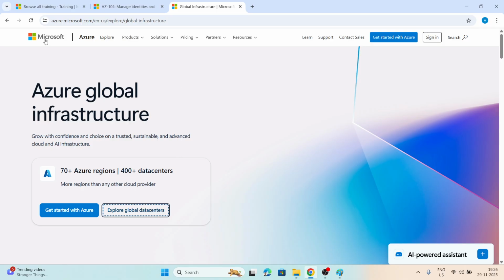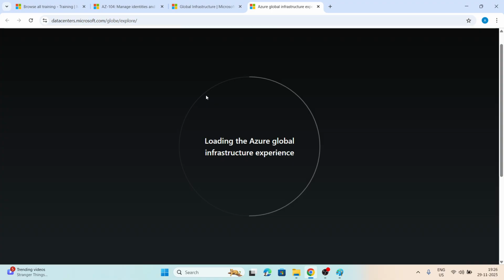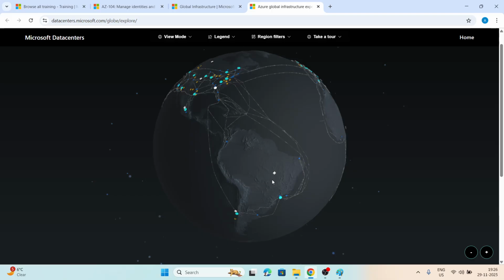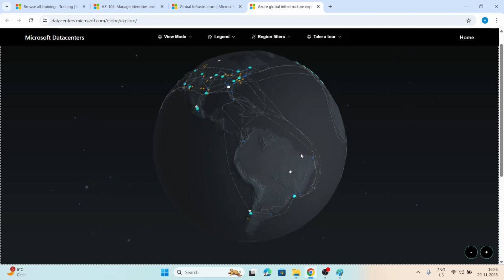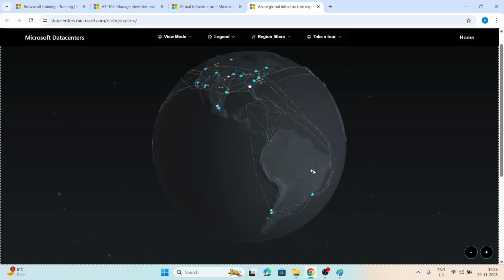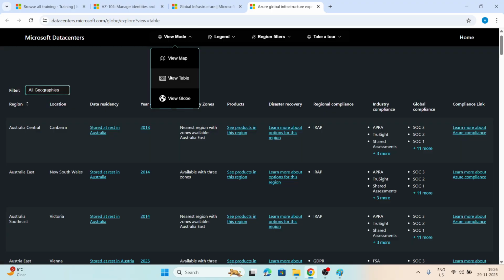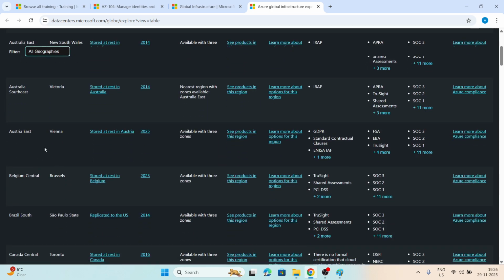Now, regarding Azure, it has 70 plus Azure regions, and there are 400 plus data centers. And if we check the globe, we can see these lights. These are the regions where data centers are located. So this is South Africa. This is in Brazil, Brazil South here. And if I change the mode, I can see it's in Australia Central. These are the regions where the data centers are located. And in one region, there can be more data centers.